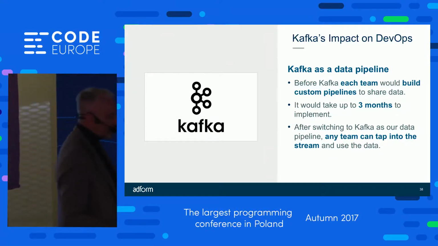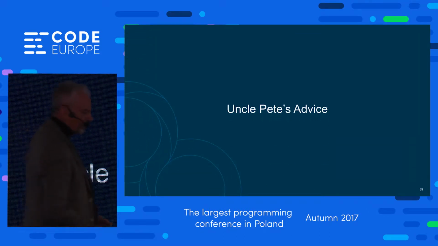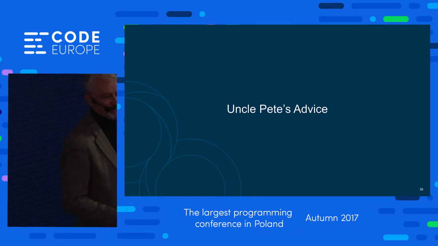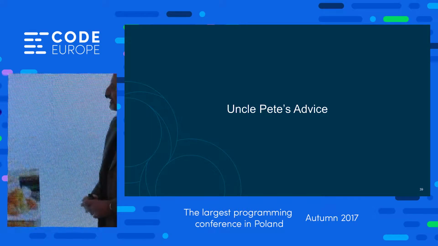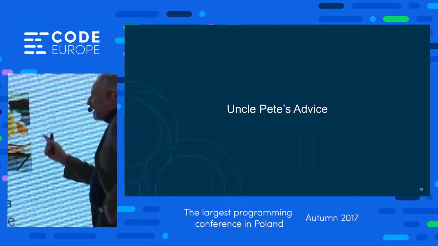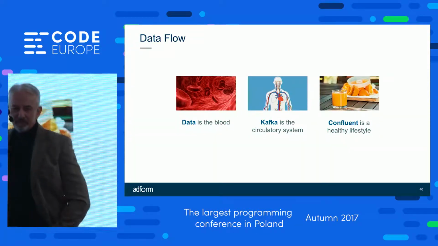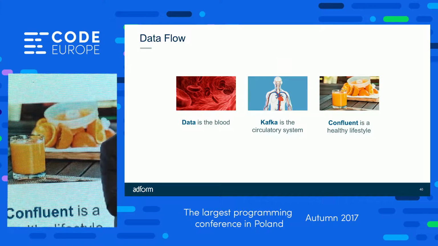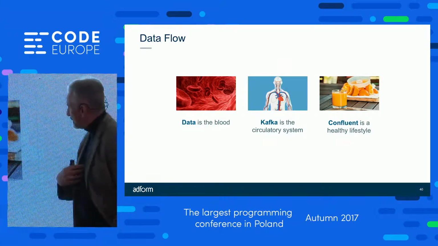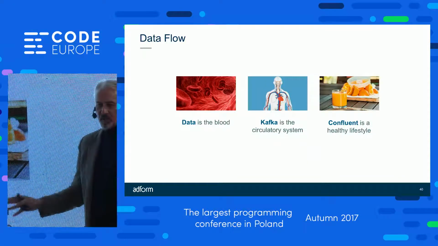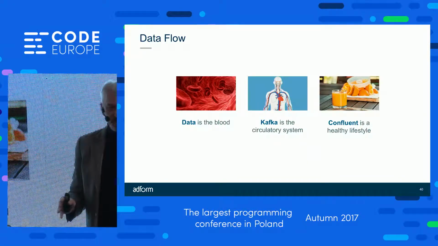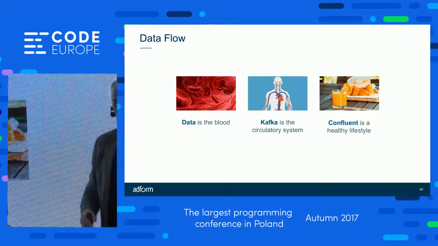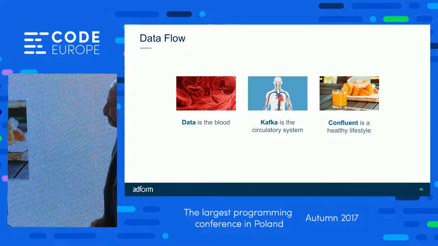Okay, so I've talked about technology, and I've talked about AdForm, and I've talked about what we do. Now it's time to give you some Uncle Pete's advice. This is my kindly grandfatherly advice. If you have a data flow, data is the blood. Kafka is like the circulatory system, your veins and your arteries. And Confluent is like a healthy lifestyle. So you don't fill up your veins and arteries with fat and cholesterol. Confluent is the way to do it.